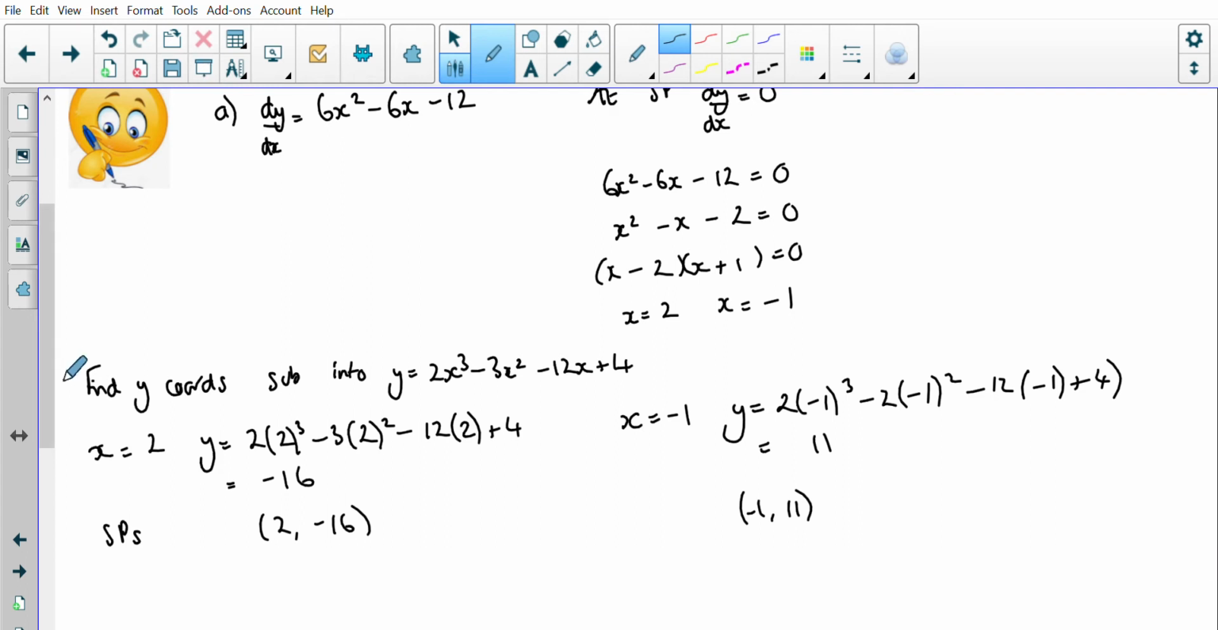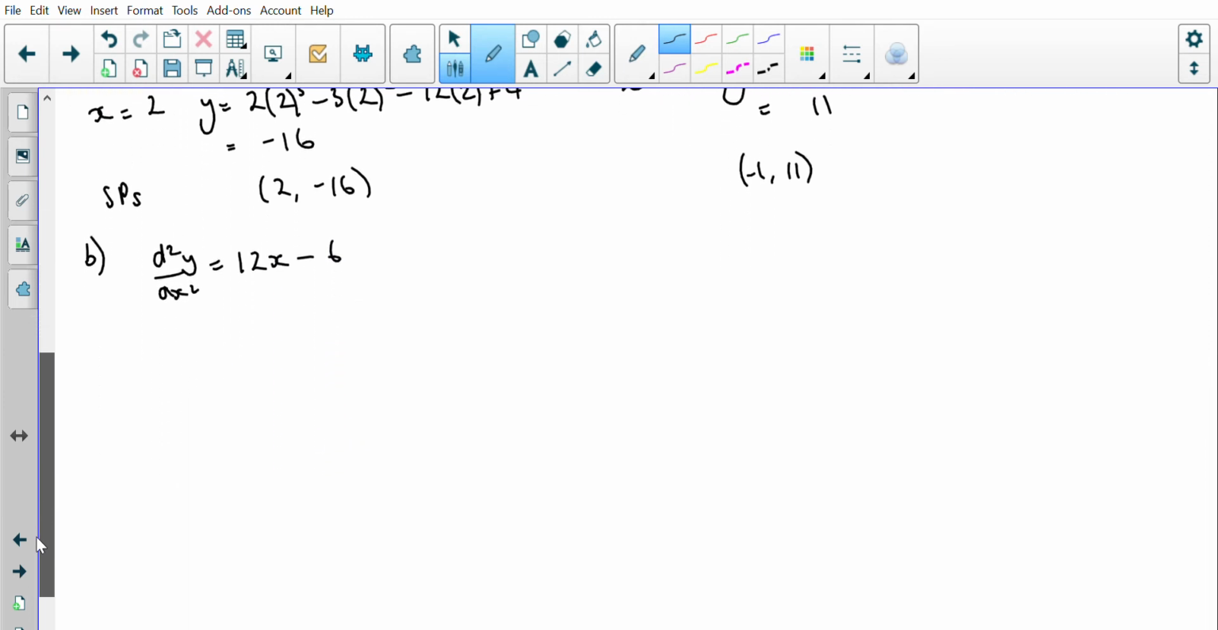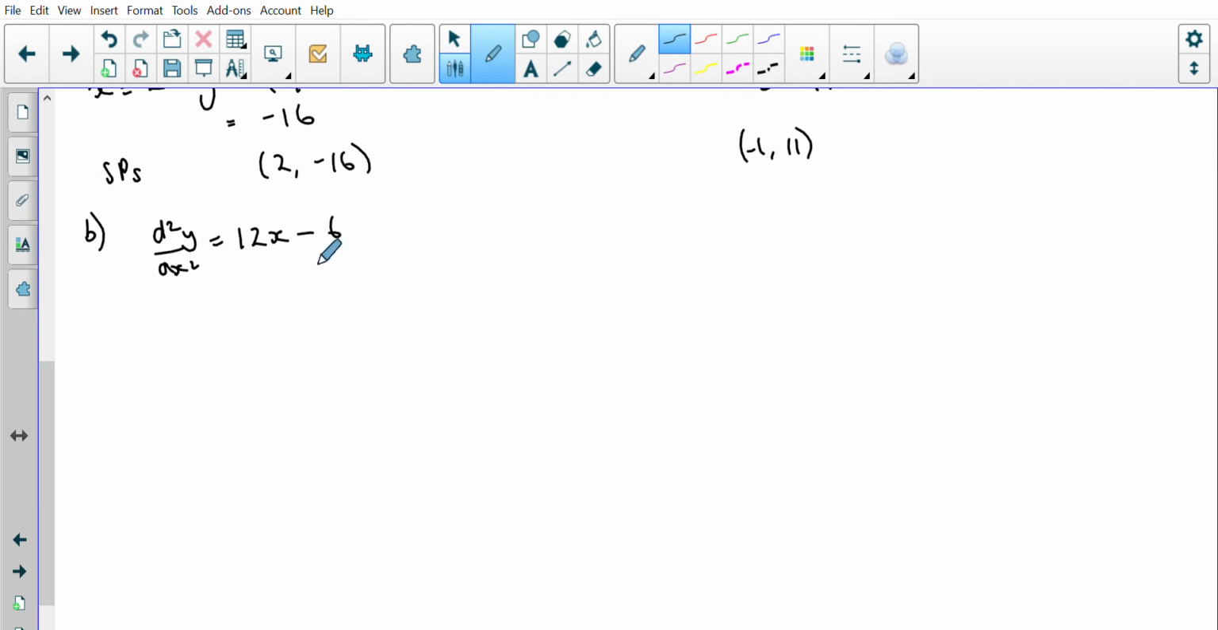So let's just have a look now at using that second derivative to find out if these stationary points are maximums or minimums. So the first thing I'm going to do is work out the second derivative. So there's my gradient function. If I differentiate that to get the second derivative, that's 12x minus 6. So what I want to do now is find out if that function is positive or negative at x equals 2 and x equals minus 1. So let's start with x equals 2.